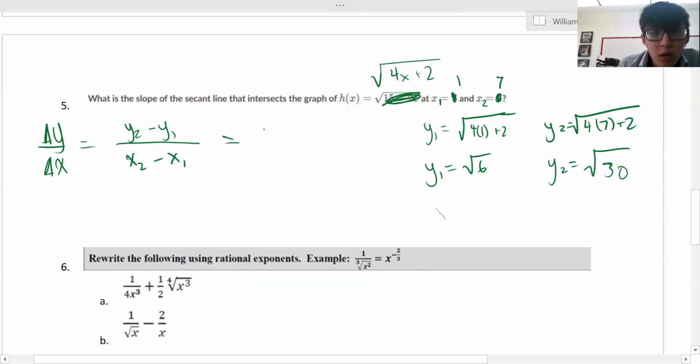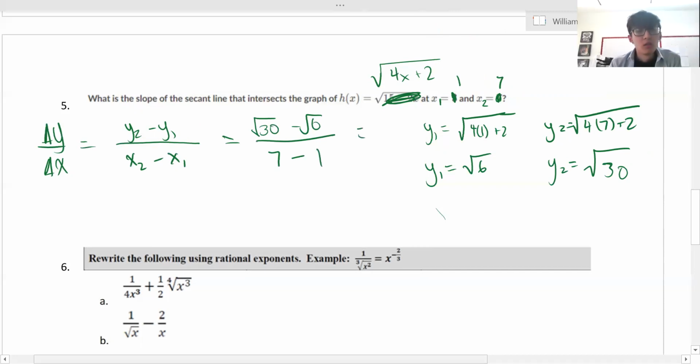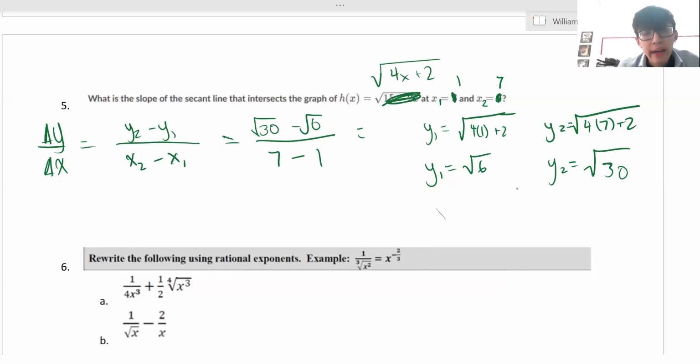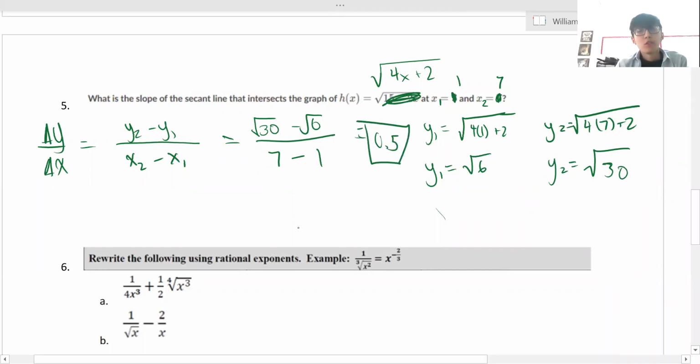So y2 minus y1 is going to be the square root of 30 minus the square root of 6, divided by x2 minus x1. x2 is 7 minus 1. I'm going to do a quick calculation, and after I calculate this, my slope is equal to around 0.5. So for every 1 I go over in x, I go up 0.5. That would be my slope, around that. Hopefully you see the process of how we do that.